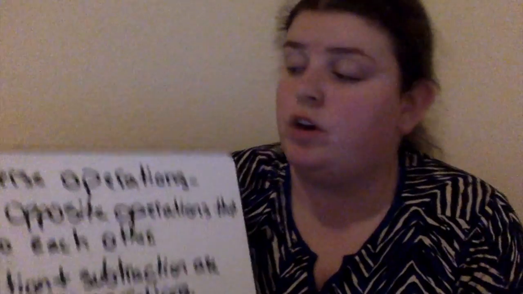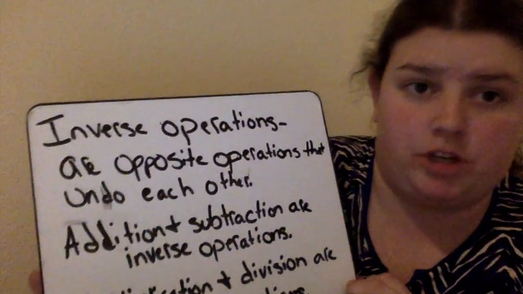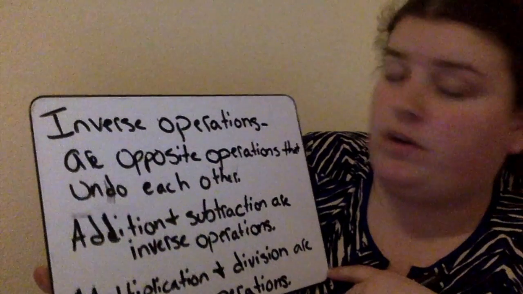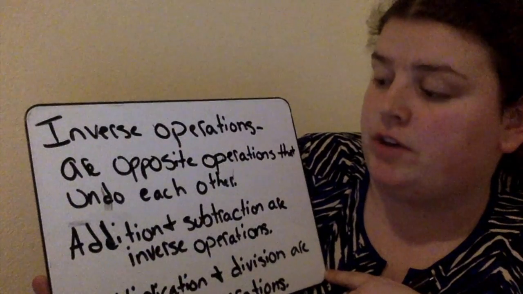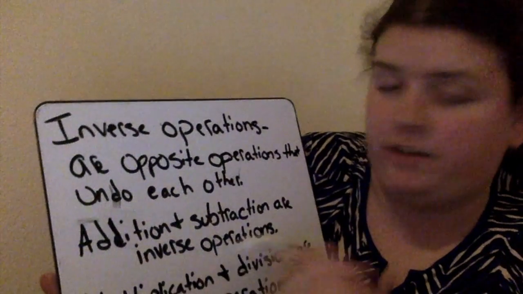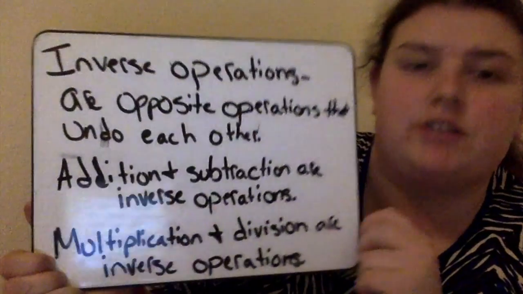The first part of today's review is going to be a bit of a vocab review. So a vocab term we're reviewing today, the first one is inverse operations. So remember, from your vocab notebook, inverse operations are opposite operations that undo each other. So addition and subtraction are inverse operations, and then multiplication and division are inverse operations.